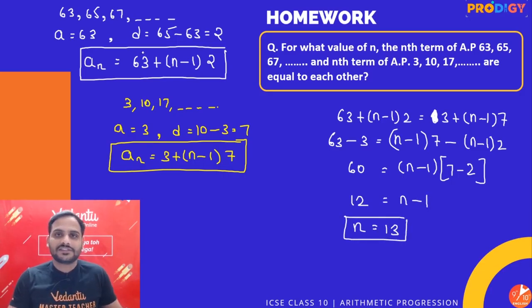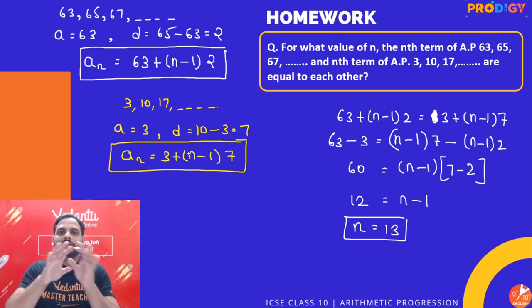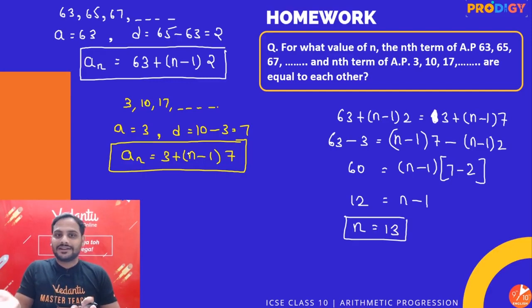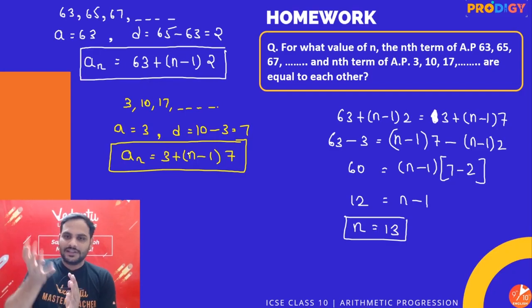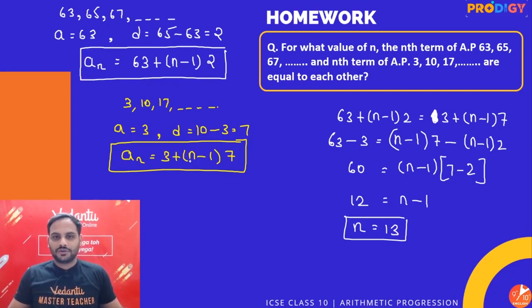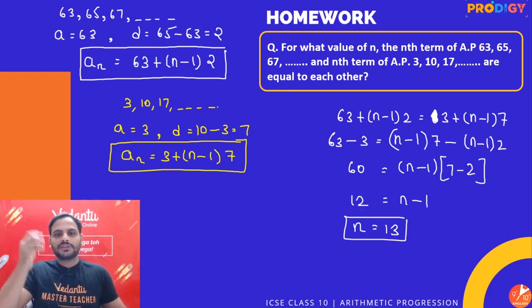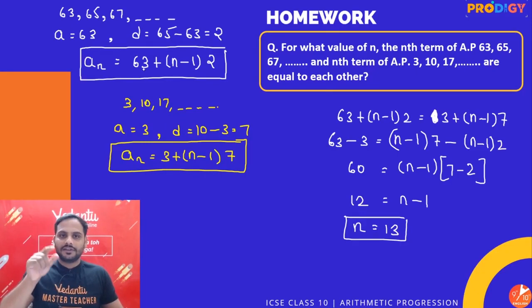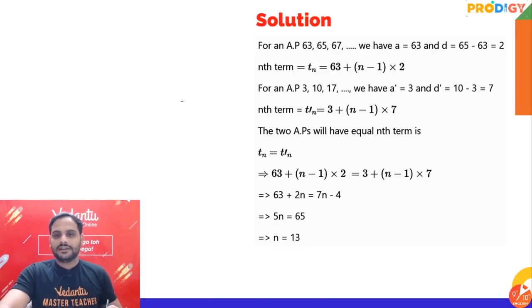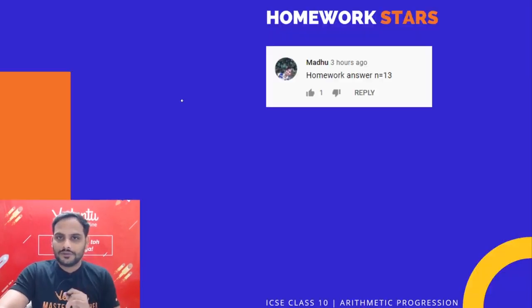So I can say the 13th term of the first AP as well as the 13th term of the second AP will be the same. Now if they ask you what that 13th term is, put n equal to 13 in any of these equations and you'll get your answer. So 13 minus 1 is 12, 12 sevens are 84, plus 3 is 87. The 13th term for both the APs will be 87. Here also, 63 plus 13 minus 1 is 12, 12 into 2 is 24, 63 plus 24 is again 87. So the 13th term of both the APs is 87. Okay? So n equal to 13 will be your correct answer.